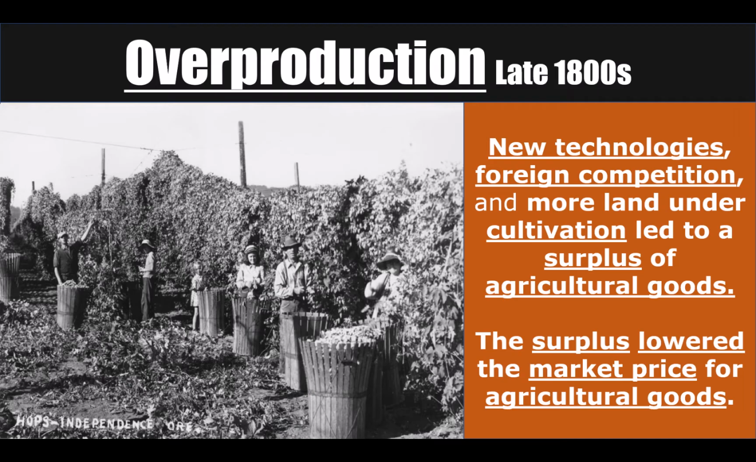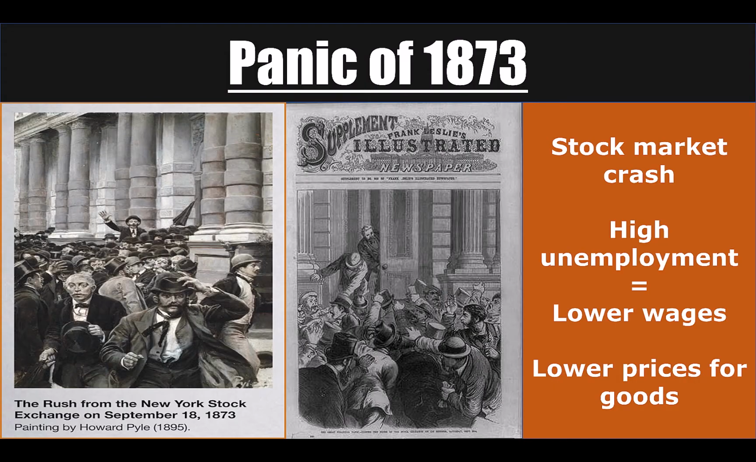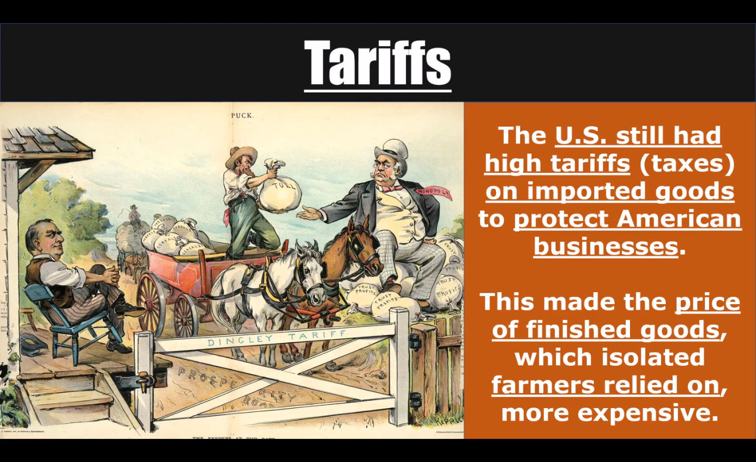Foreign competition, which we'll look at in a minute, and the new agricultural technologies and growing population of American farmers led to a surplus of goods. And surplus means that you are producing more than the market needs, which will, in turn, lower the prices of your goods. And some of this coincided with the economic panic of 1873, in which costs of goods and wages went down in general. The U.S. government also imposed strict tariffs on imported goods to protect American industries. This made finished goods produced in the factories in the Northeast more expensive for farmers.